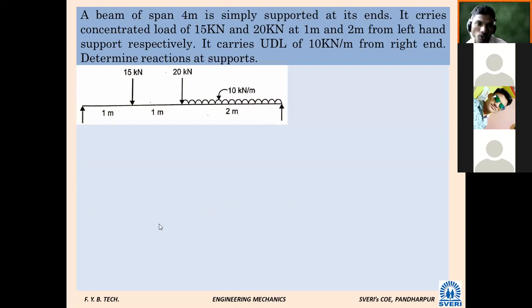Then how many reactions will be there at the ends? 2, sir. Horizontal or vertical? Vertical only, sir. Very good. It will be vertical only.